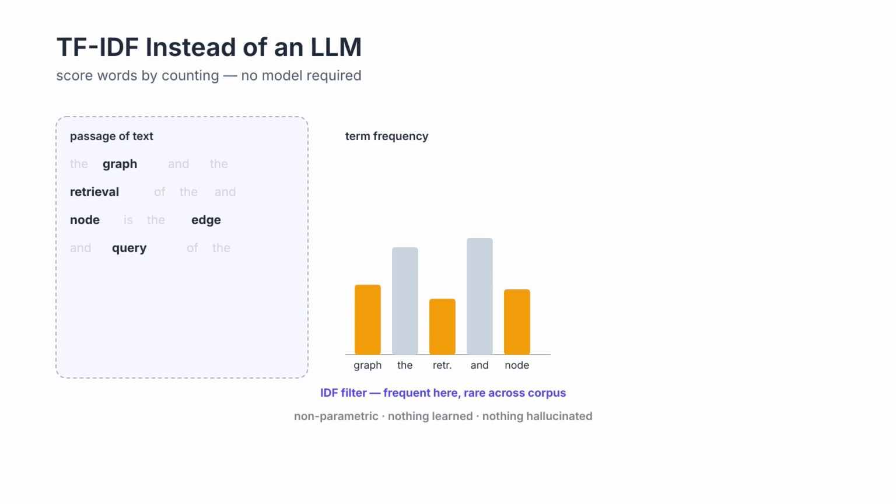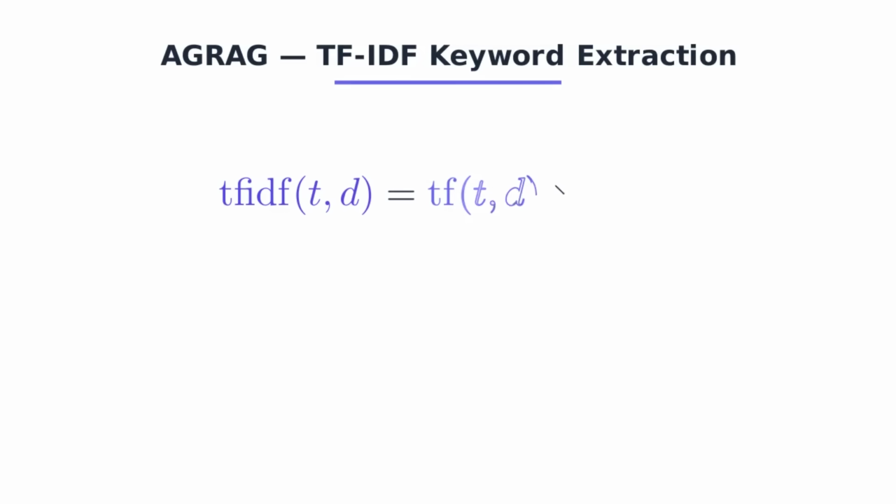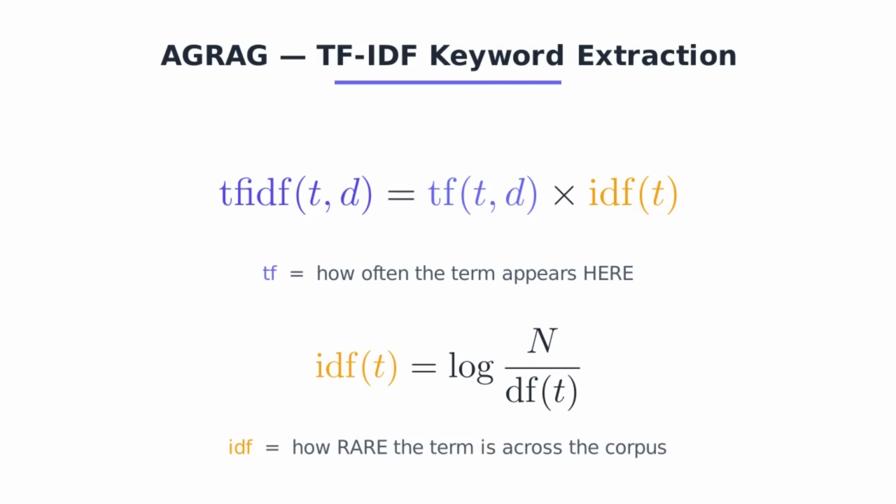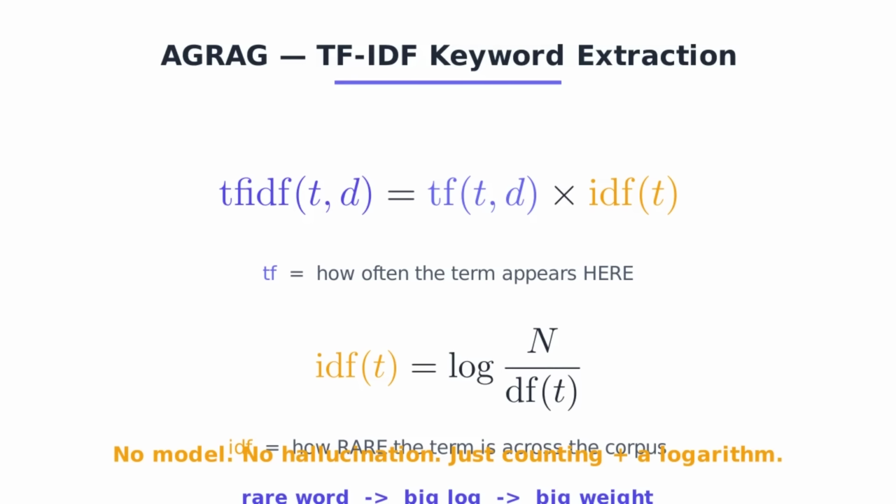Let's make that precise because the math is beautifully simple. The TF-IDF weight of a term is its term frequency in this document, multiplied by its inverse document frequency across the whole corpus. And inverse document frequency is just the log of the total number of documents divided by how many contain the term. Rare words get a big log, ubiquitous words get nearly zero. No model, no hallucination, just counting and a logarithm.